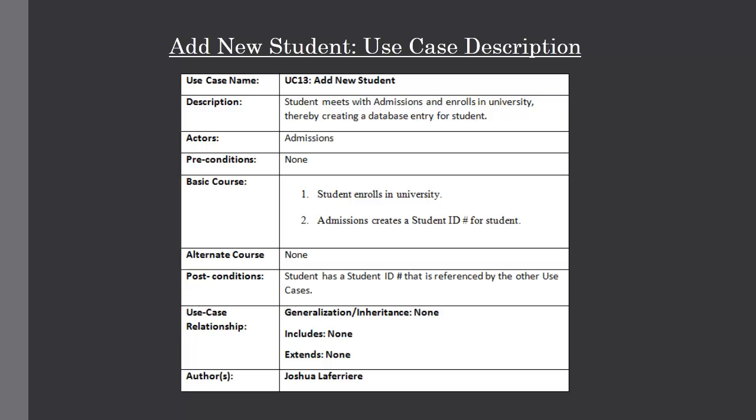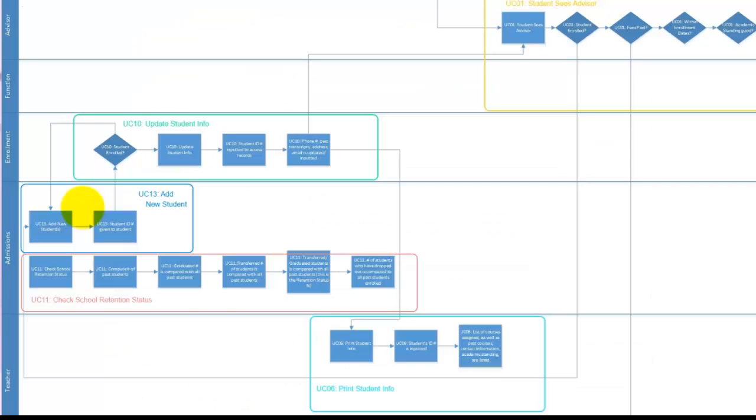Use case 13, add a new student. The description of this: the student meets with admissions and enrolls in university, thereby creating a database entry for the student. In the use case flowchart, we see here that the student is added, and then after that, the student is given a student ID number. Use case 13 is also related to use case 10 and use case 1.